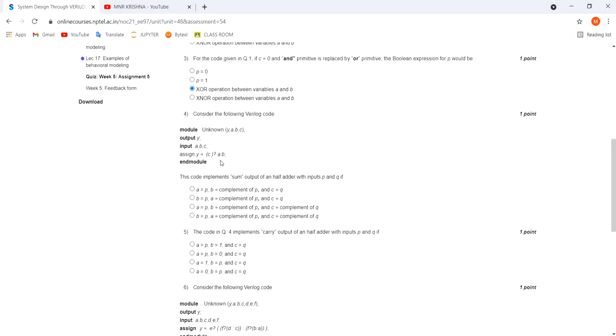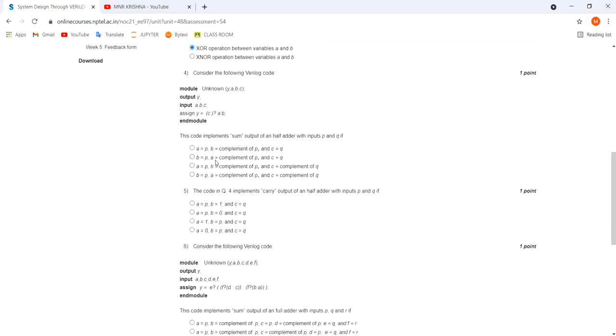Here the fourth question, guys. Module unknown y a b c. Here y is the output and a b c are the inputs. Assign y is equal to c. Conditional statement, conditional operator is used. If c is equal to 1, a will be selected. If c is equal to 0, b will be selected. This is the code. Then move to the question.